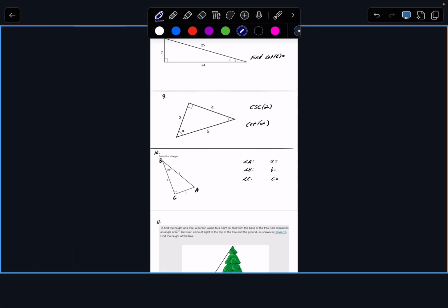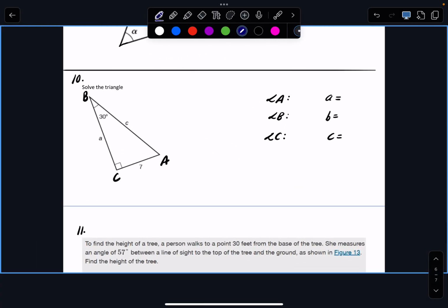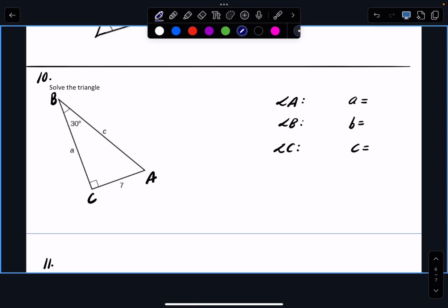So go to number 10. And then you guys can just go start working on the homework ones. If they say solve the triangle, they want all missing angles, all missing sides. So I just like to be more organized, go like this. And I go, okay, so I need angle A, angle B, angle C. And then I need side A, side B, side C. A lot of those will already be given. So let's just go fill in what we know.